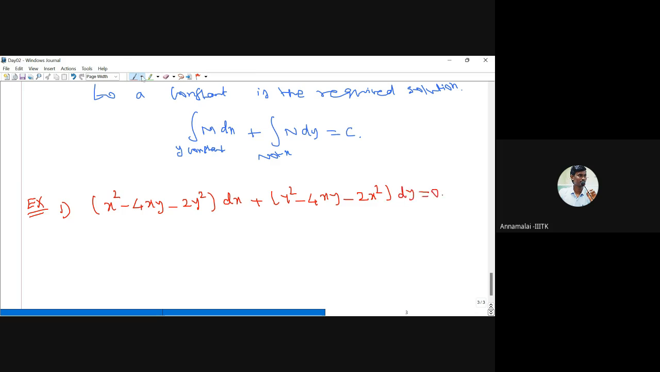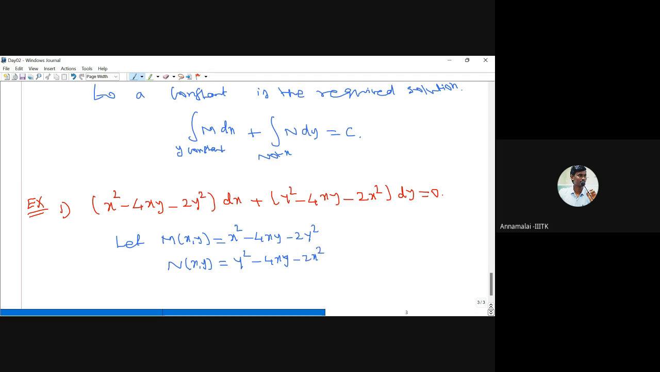Now the coefficient of dx is M. So what is M? M is a function of x and y. M(x, y) is nothing but x² − 4xy − 2y². And N(x, y) is y² − 4xy − 2x², the coefficient of dy.